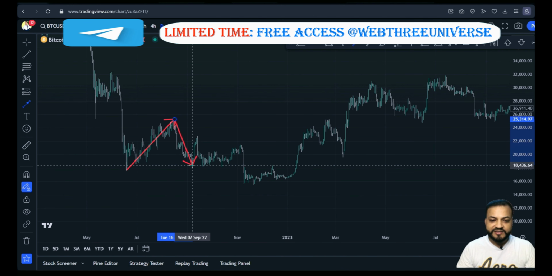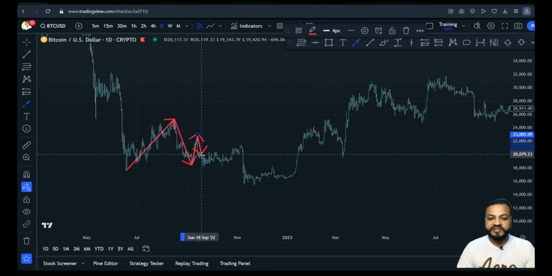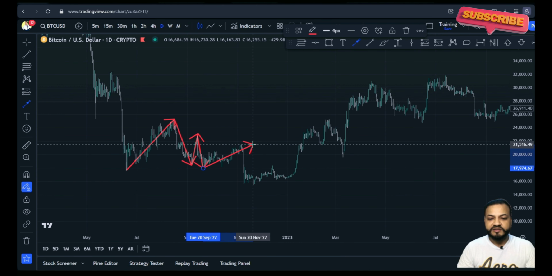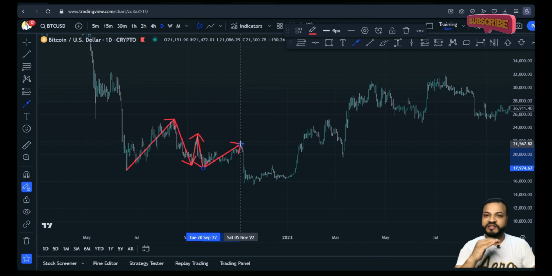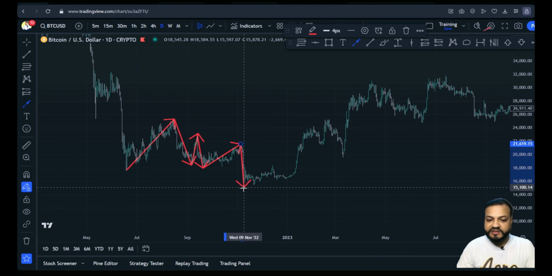So this is the impulse, and this is the correction. I'm explaining it to you again, but you have to go to that terminology video. I'm going to put it on the top, somewhere on the top. Just go to the video and understand the terminology, what is impulse and correction. Once you understand the impulse and correction, you will understand where to take the swing points for the fibs, right?